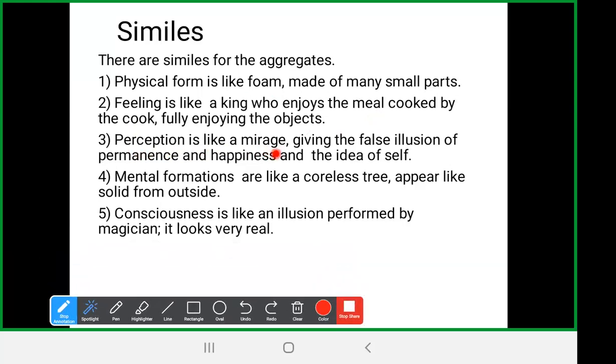Perception is like a mirage. It gives the false illusion of permanence and happiness and gives the idea of self. Mental formation is like a porous tree, like a banana tree. It looks very solid, but it's actually very soft inside. This means that there are many factors in here, but actually they are very weak, impermanent by themselves. Consciousness is like an illusion performed by a magician. It looks real, but it's not. So there are some similes given about the 5 aggregates.